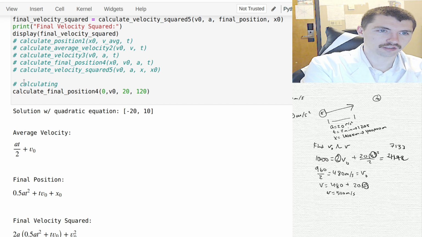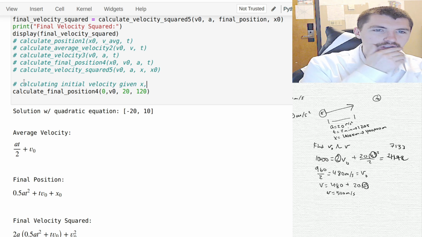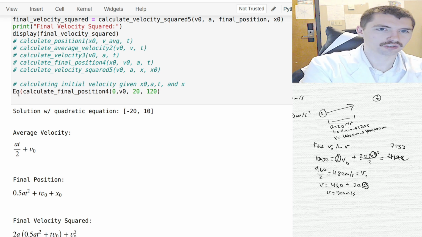Calculating initial velocity, given x naught, a, t, and x. Okay, so we're going to do this equation.